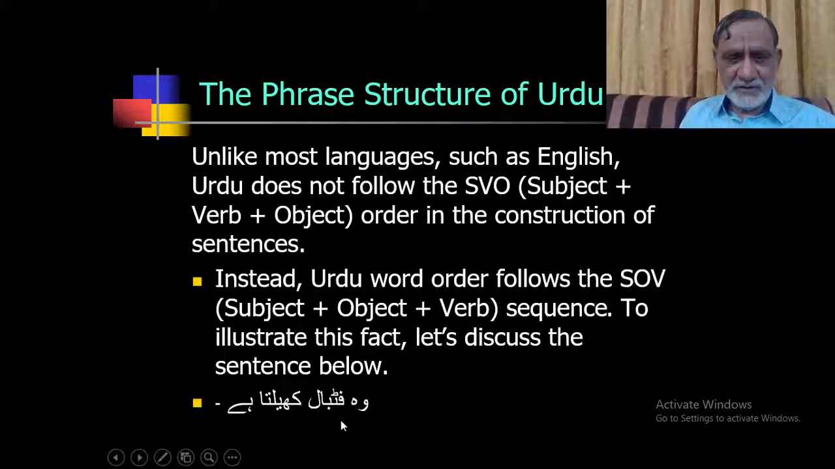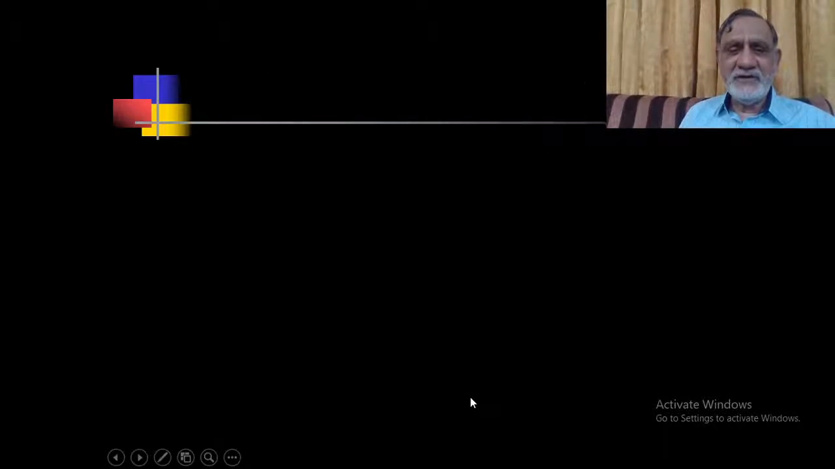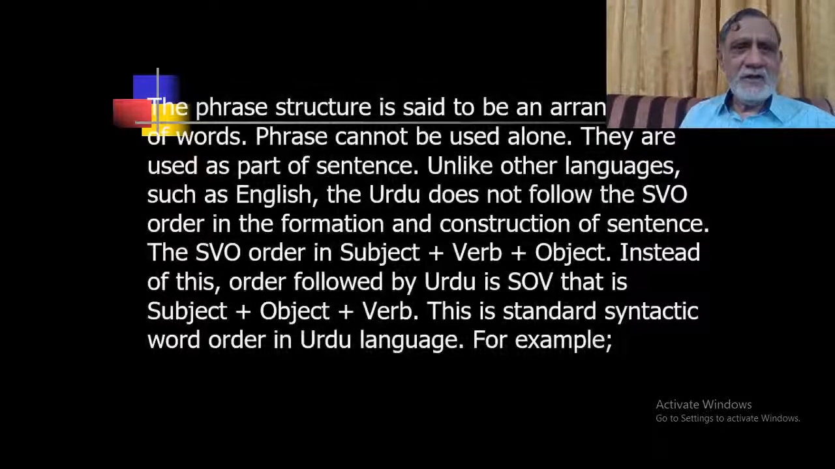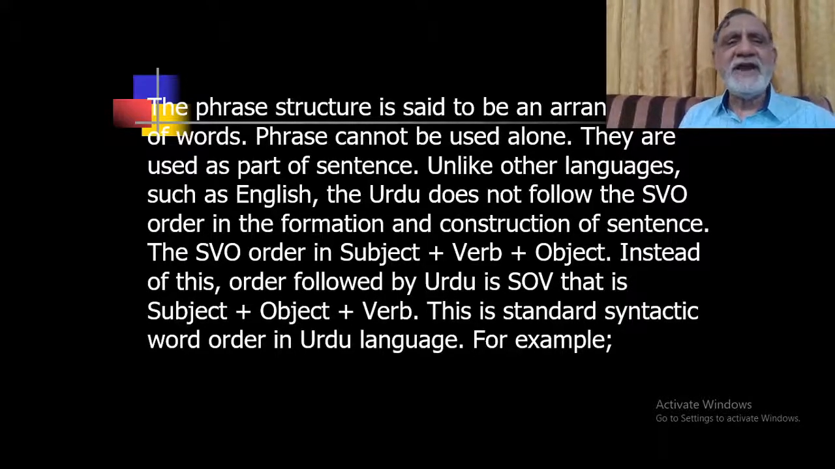That is the difference between phrase structure of Urdu and phrase structure of English. Here is an example: वो फुटबॉल खेलता है. Here, वो is subject, football is object, खेलता है is verb. So the structure has been changed in Urdu. Now I'm just summing it up. The phrase structure is said to be an arrangement of words. Phrases cannot be used alone. They are used as part of a sentence. Unlike other languages such as English, Urdu does not follow this. This has already been mentioned and talked about.